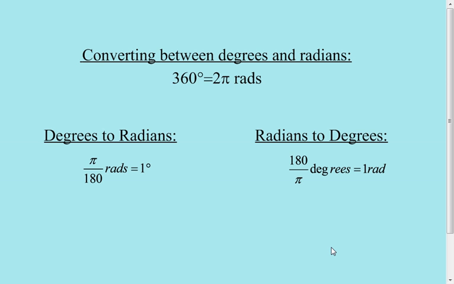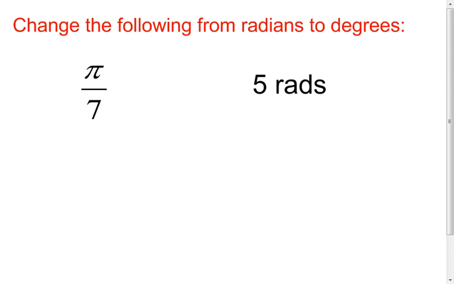In case you don't remember, to convert something that's in degrees to radians, you will multiply by pi over 180. So that's kind of the key there. And if it's in radians and you want to get to degrees, then you will multiply it by 180 over pi. So keys, okay? So really quick, change the following from radians to degrees.